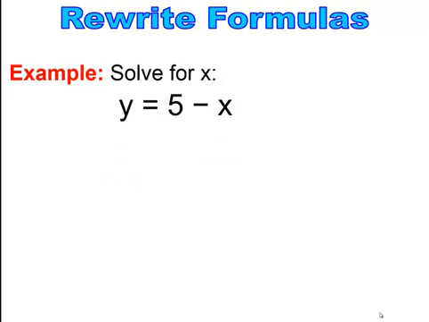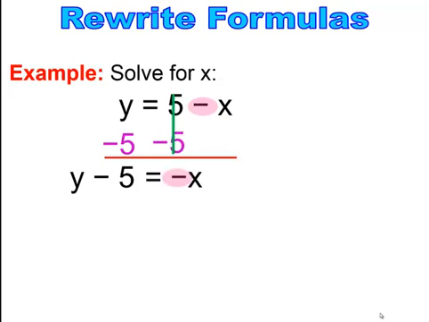This next example is just a little tricky. I want to solve for x, and I have y equals 5 minus x. So the first move you have to do is you need to remove that 5. And 5 is positive, so you're going to have to subtract it from both sides. So you're going to end up with y minus 5 equals, and now that minus is really attached to x. So you end up having a negative x here.